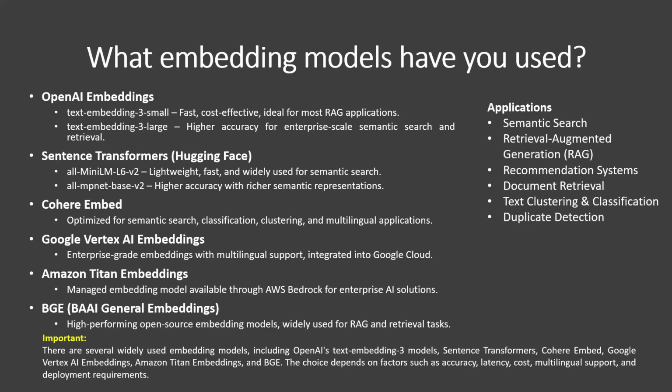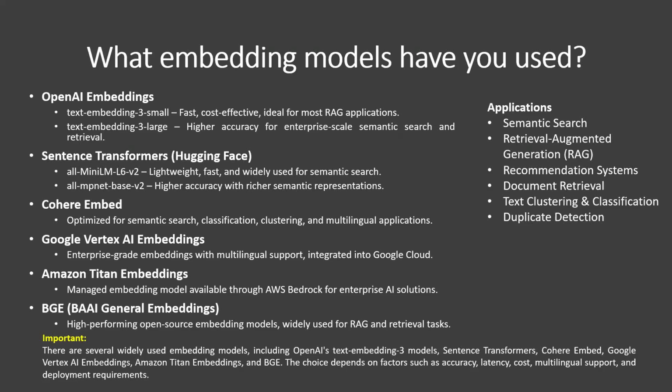When it comes to the second one, Sentence Transformers, we have two important models. One is all-MiniLM-L6-v2, and the other is all-mpnet-base-v2. L6-v2 is lightweight, fast, and widely used for semantic search. And when it comes to base-v2, it gives high accuracy with richer semantic representation. The next one is Cohere Embed.